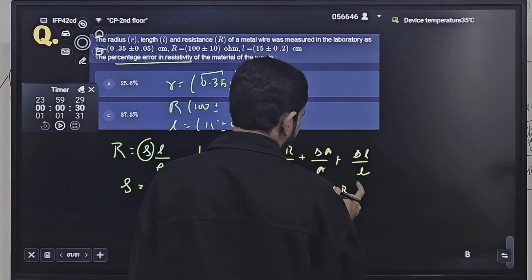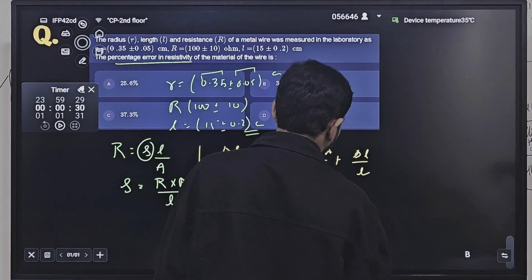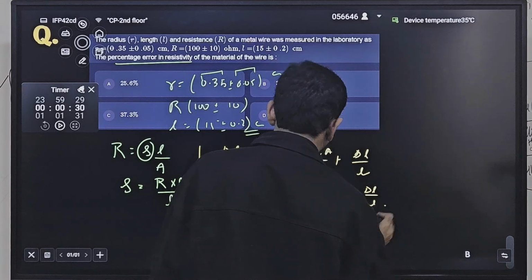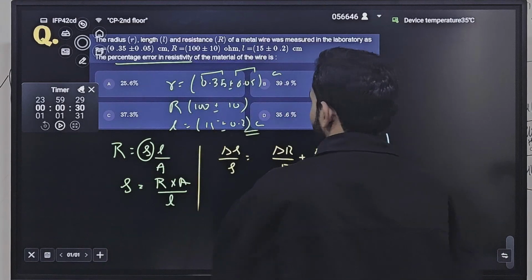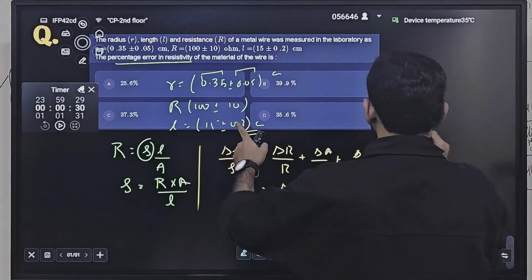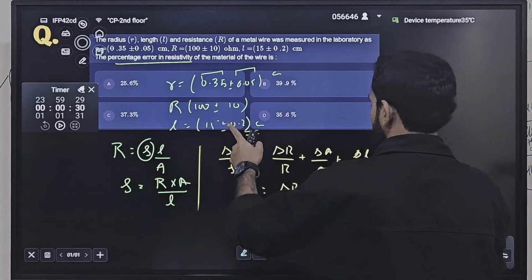It will become pi r square, that means it will become 2 delta R by R plus delta L by L. Now just put the values. What are the values that are given? Just put delta R. This is for resistance. How much is it given? 10 divided by what is the resistance given?